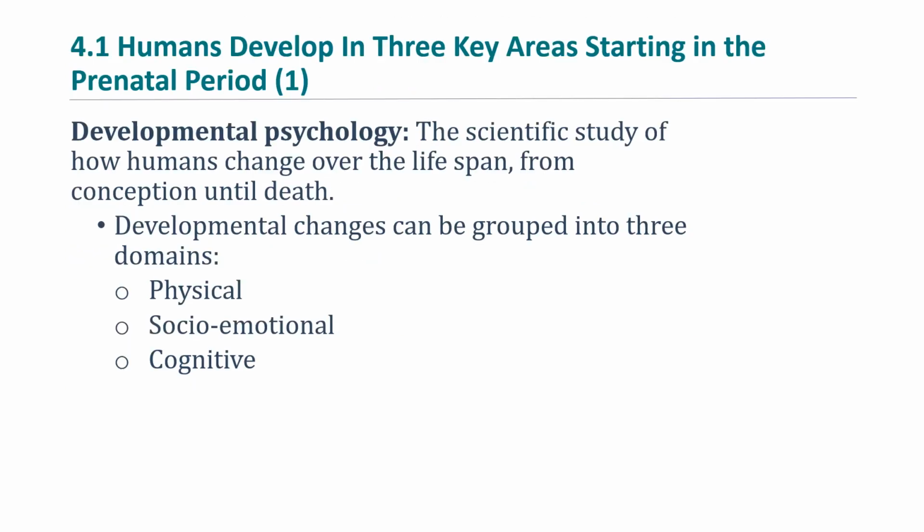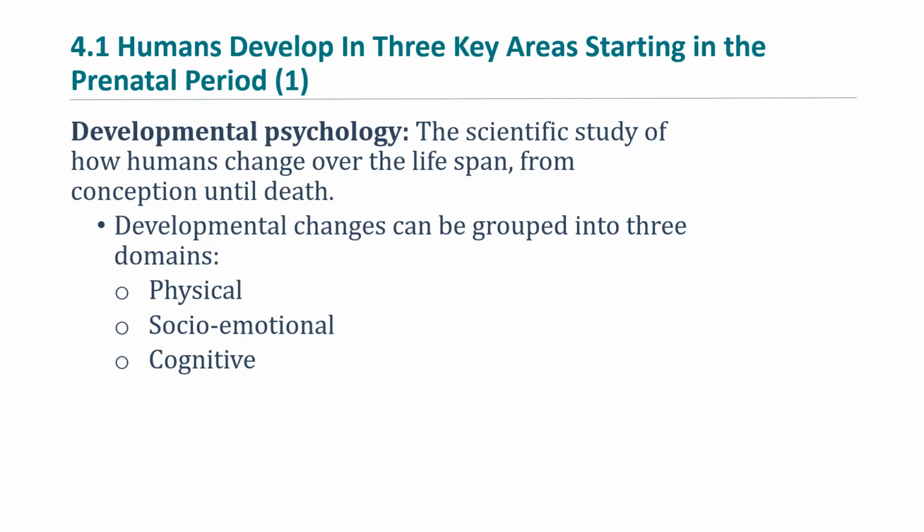Before I get to that, let's look at the definition of developmental psychology. It's the scientific study of how humans change over the lifespan from conception until death. So it is the full range. We never stop developing. Once the first cell is formed after the sperm meets the egg, all the way until we die, there is development going on within the human.